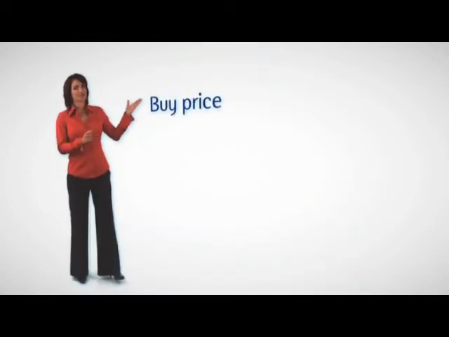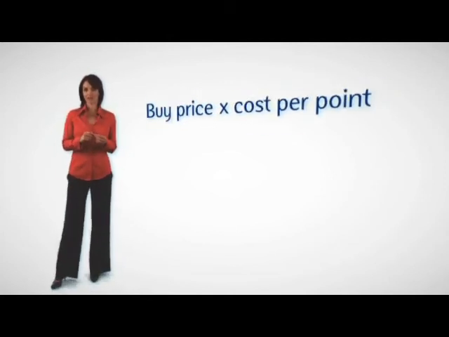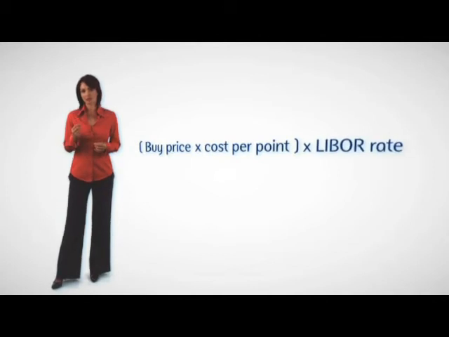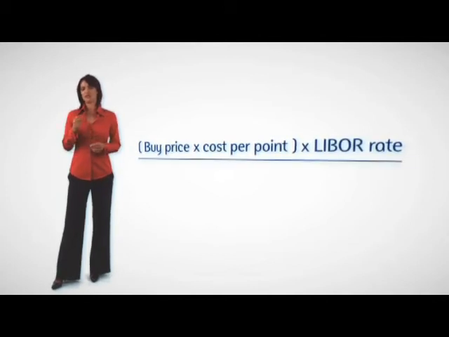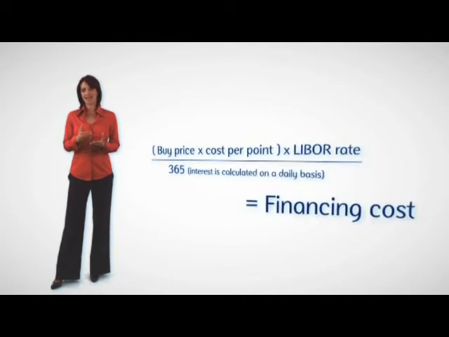However, if we hold our position overnight, we will be subject to a financing cost. This is charged on a nightly basis, therefore the longer we keep our position open, the greater the cost. So here's how this cost is calculated. The buy price is multiplied by the cost per point. This is then multiplied by the LIBOR rate, which is variable. We then divide this by 365 as interest is calculated on a daily basis. This is our financing cost. LIBOR is the London Interbank Offered Rate and is the rate that banks charge each other for short-term loans.